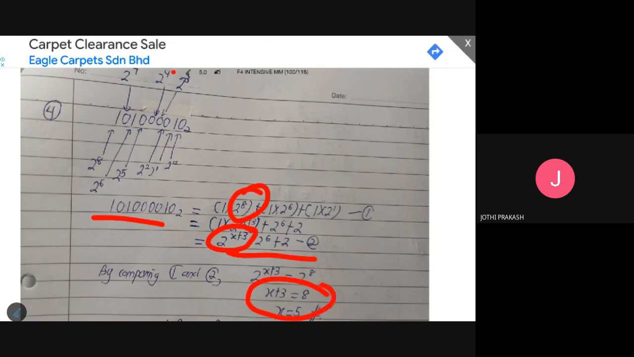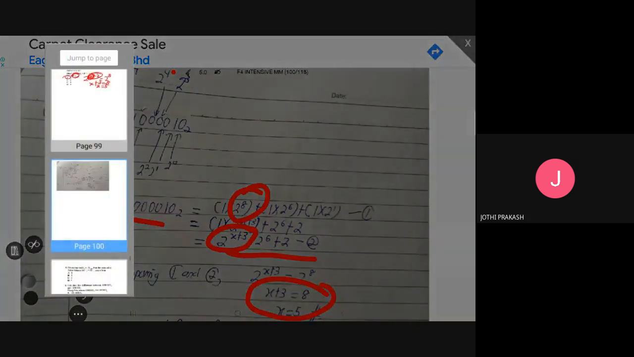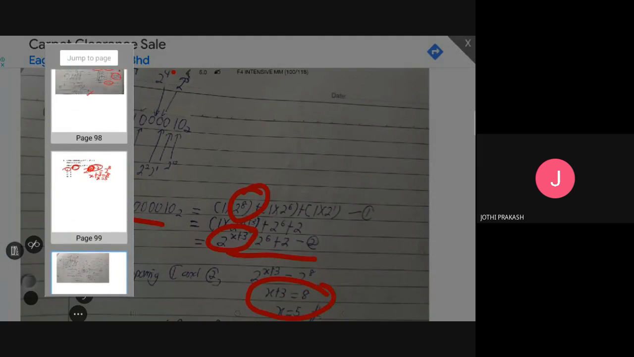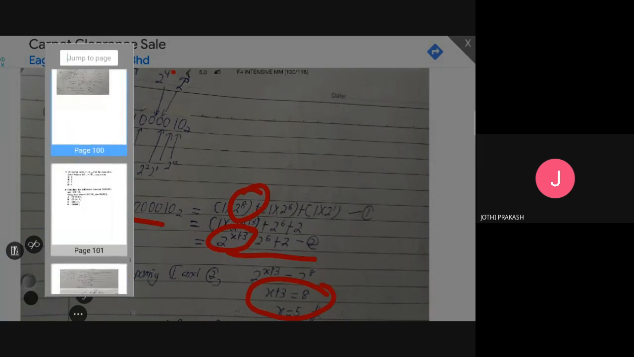Okay guys, can you understand this question? Boleh faham? So yang ni tricky sikit. Slightly tricky. Boleh ya? Okay, good. So next one.